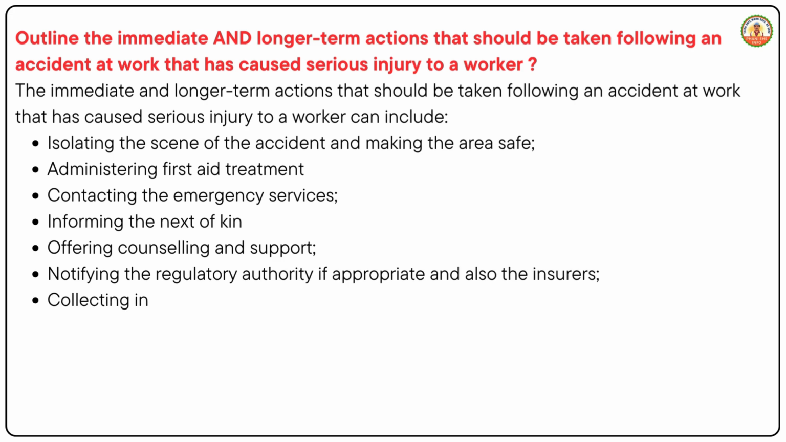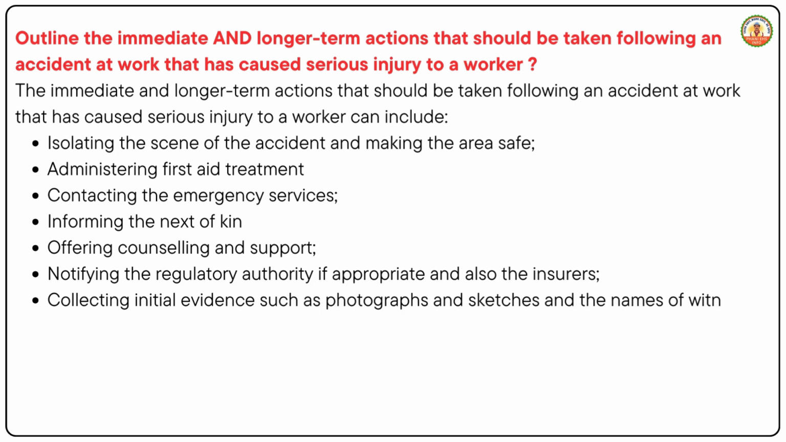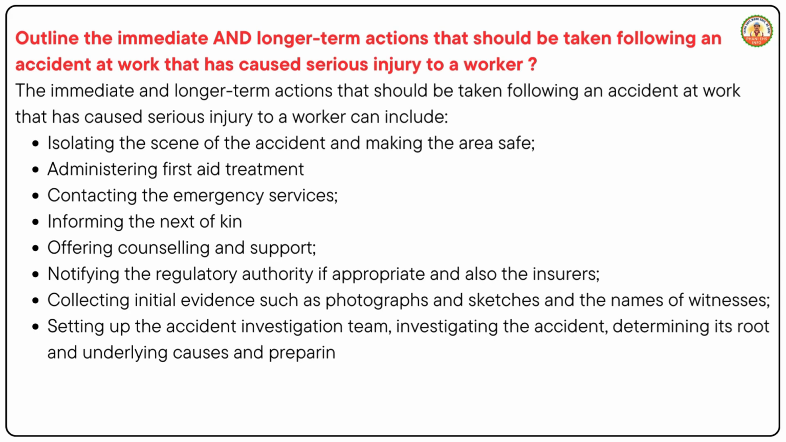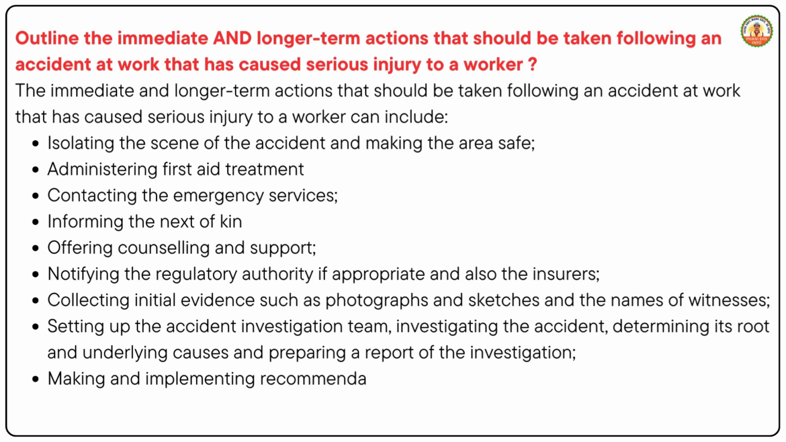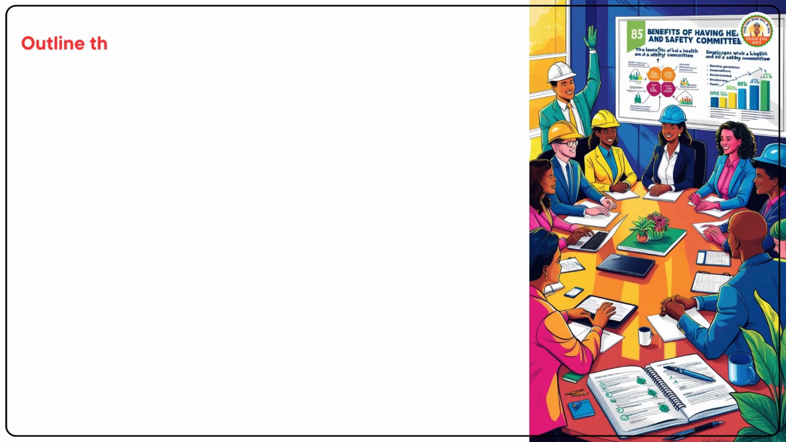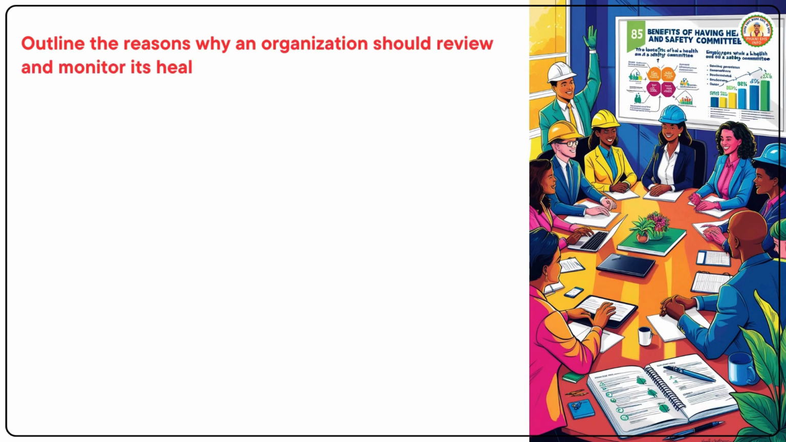appropriate and also the insurers, collecting initial evidence such as photographs and sketches and the names of witnesses, setting up the accident investigation team, investigating the accident, determining its root and underlying causes and preparing a report of the investigation. Making and implementing recommendations to prevent a recurrence of the accident and ensuring feedback is provided to the workforce. Outline the reasons why an organization should review and monitor its health and safety performance.